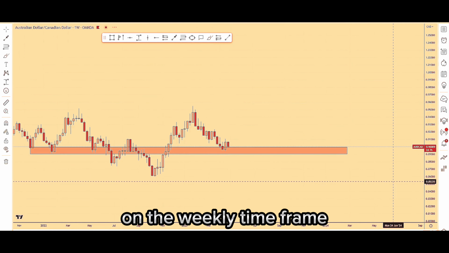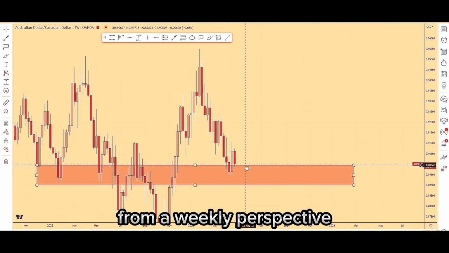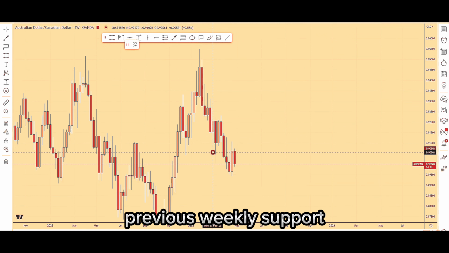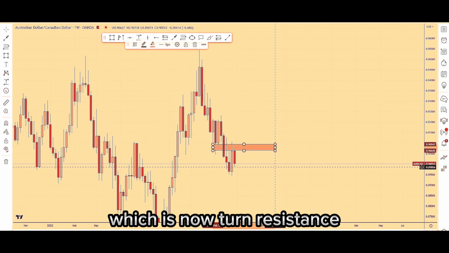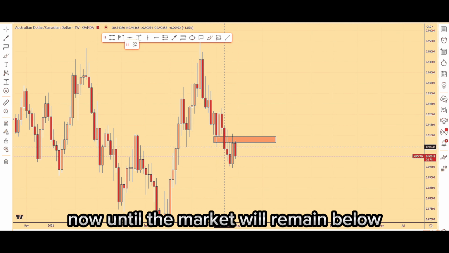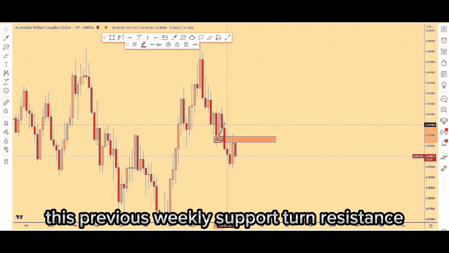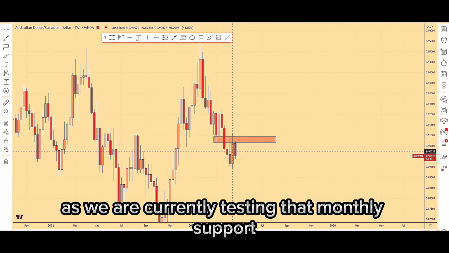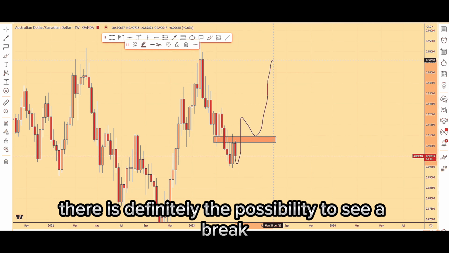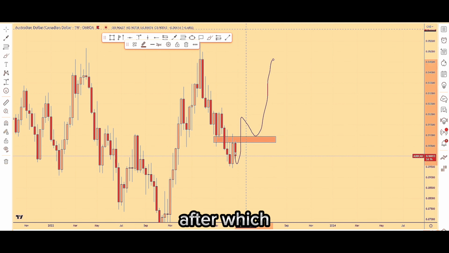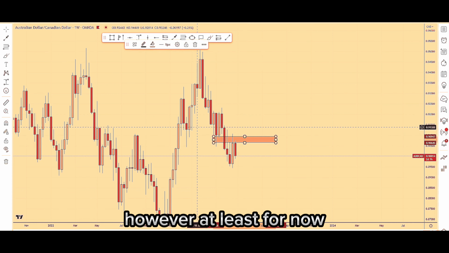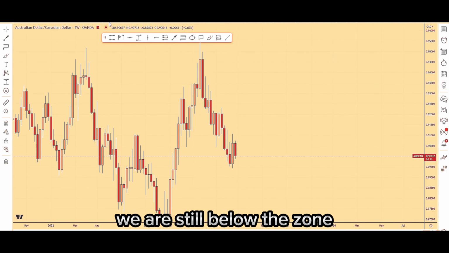Dropping down on the weekly time frame, what do we see? Now, from a weekly perspective, we can see how the market is currently testing previous weekly support, which is now turned resistance. Now, until the market will remain below this previous weekly support and resistance, it could easily continue lower. However, as we're currently testing that monthly support, there is definitely the possibility to see a break above this zone, after which more potential bullish price action could be created. However, at least for now, we are still below the zone.